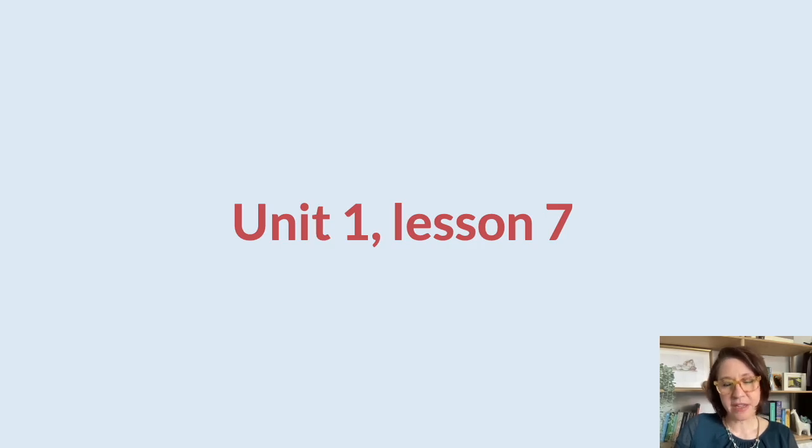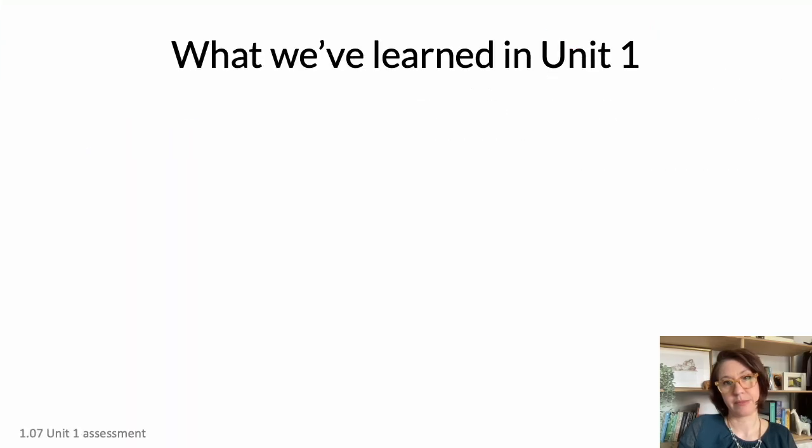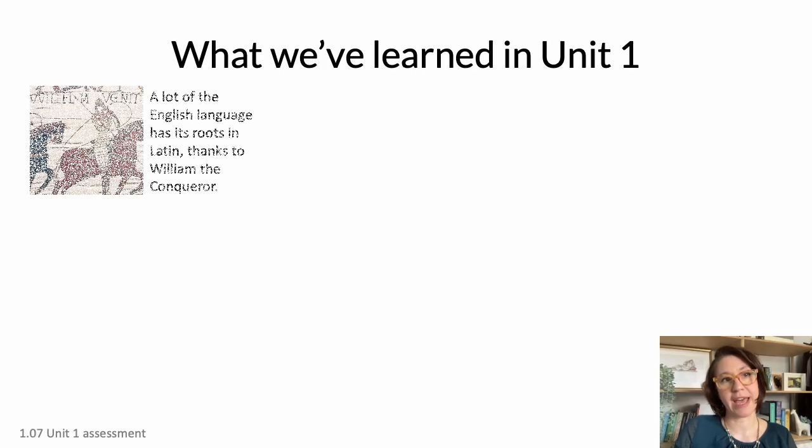The final lesson of each unit is always a summary of all the unit's learning, plus a short test, which we'll call a quiz, which is then subsequently reviewed together in class. We start the lesson with a summary of everything we've learned in Unit 1. So what do we have first of all? A lot of the English language has its roots in Latin, thanks to William the Conqueror.